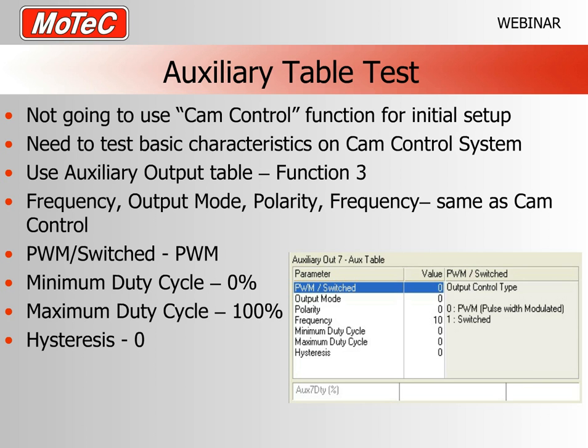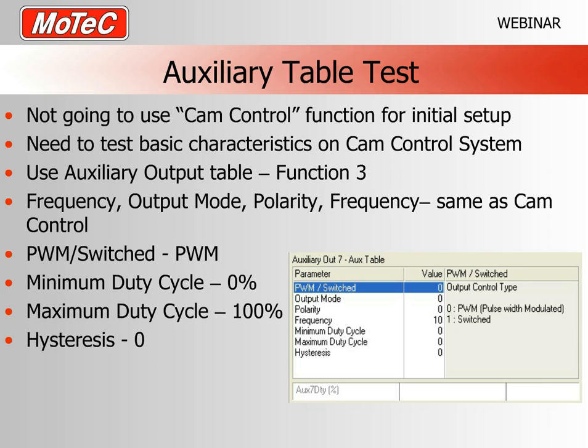So instead of putting in function 117, you want to put in function 3, which is auxiliary table. So what we're going to do, and I've got the parameters just down here that you can see, is make the output pulse width modulated. If you leave it as 0, it'll be pulse width modulated.